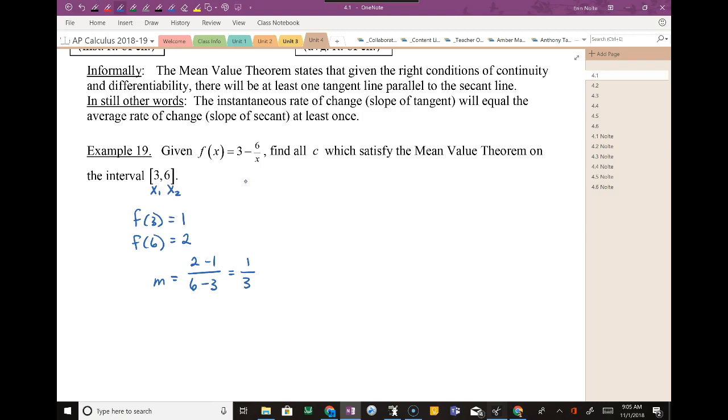If that was in my interval, then I would have to stop and I could not use the mean value theorem. I wouldn't be able to use it. So the function is continuous in this interval. Now I want to make sure that it is differentiable in the same interval, so I'm going to derive it. By the way, maybe it would be easy to rewrite the original function. If I have an x in the bottom, that's the same as x to the negative 1. So if I derive that, what would the derivative be?